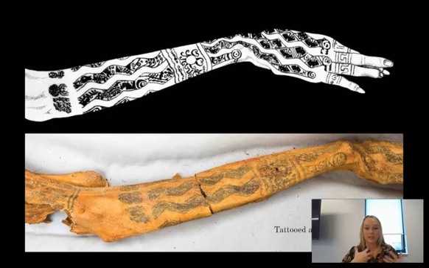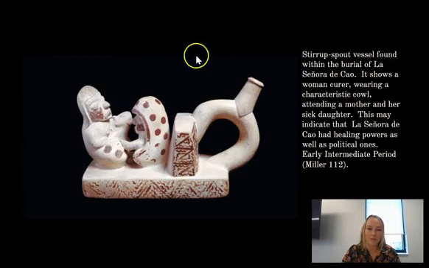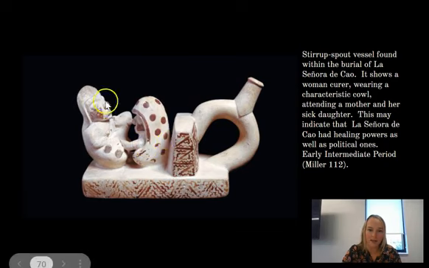So this shows us that women were very much involved, at least high-ranking, in many ways in Moche society. Whether she was just a religious leader or a political leader or both, we're not sure. Again, the dead do not bury themselves, so we're not entirely sure if the prestige that she had in death matched the prestige that she had in life, but it is quite likely. We also have this stirrup spout vessel that was found with the burial of La Señora de Cao, which shows a woman curer wearing this characteristic cowl, attending a mother and her sick daughter, which may indicate that the Señora de Cao had healing powers as well as political ones.